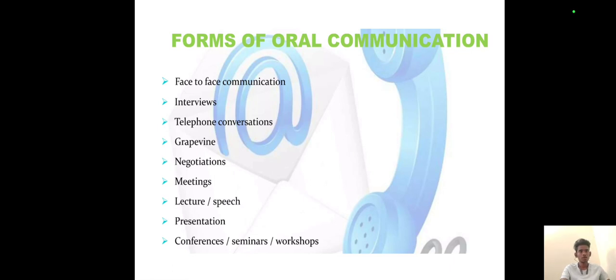Forms of oral communication: face-to-face communication, interviews, telephone conversations, negotiations, meetings, lectures, speeches, presentations, conferences, seminars, workshops. These are all forms of oral communication.